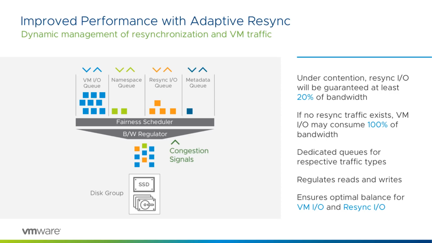When storage I/O exceeds the capabilities of the bandwidth provided, the adaptive resync feature guarantees a level of bandwidth to ensure specific traffic types are not starved for resources. Adaptive resync also allows more bandwidth to be used during periods in which VM I/O and resync I/O are not contending for resources. This provides an optimal use of resources and more predictable performance.